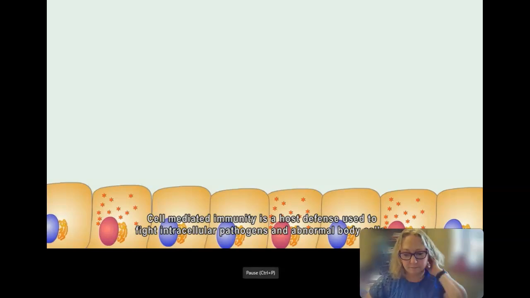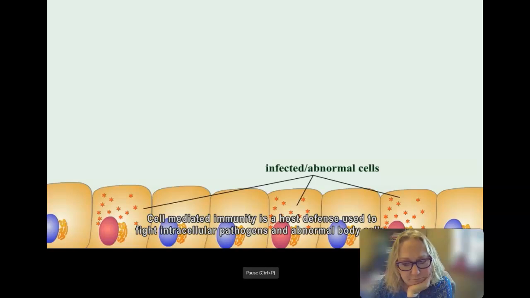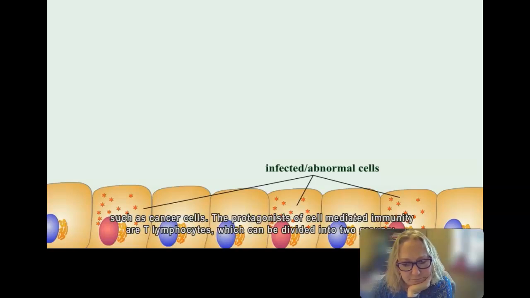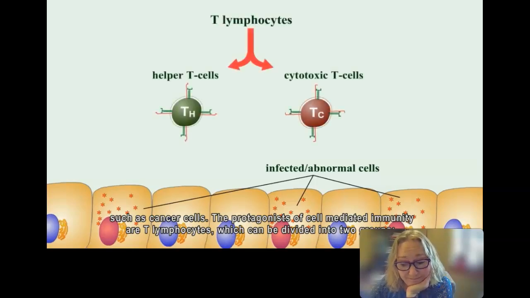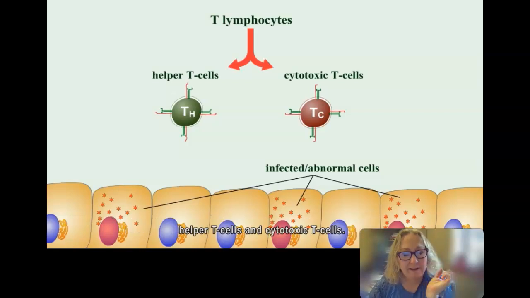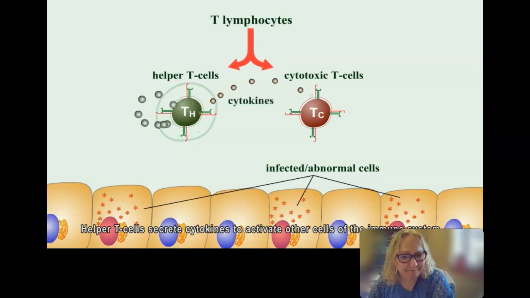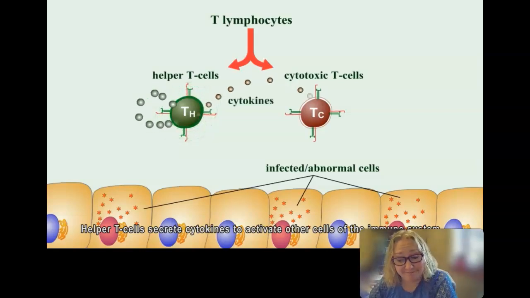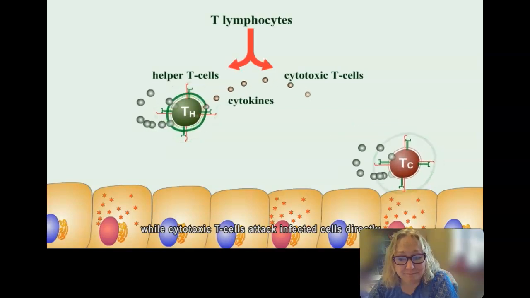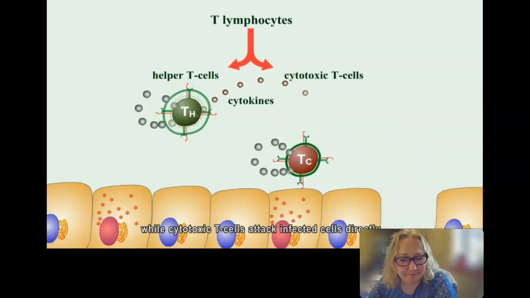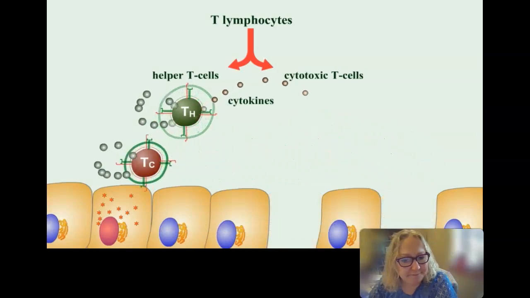Cell-mediated immunity is a host defense used to fight intracellular pathogens and abnormal body cells, such as cancer cells. The protagonists of cell-mediated immunity are T lymphocytes, which can be divided into 2 groups, helper T cells and cytotoxic T cells. Helper T cells secrete cytokines to activate other cells of the immune system, while cytotoxic T cells attack infected cells directly. Killer T.